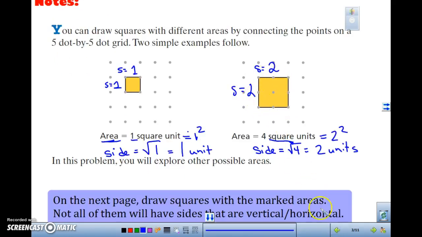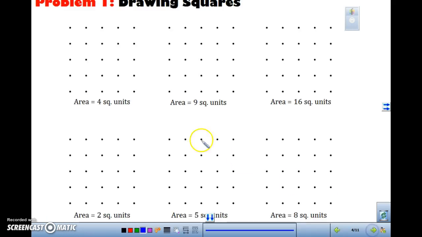This was an area of 4. You can place it anywhere on that dot paper. This is when you count the area of 4: 1, 2, 3, 4. It has to be a square. It cannot be a rectangle. So make sure you are drawing a square.